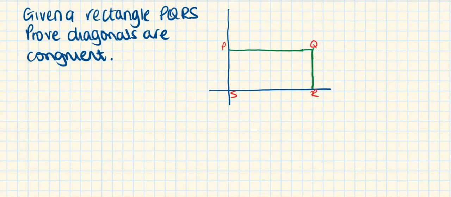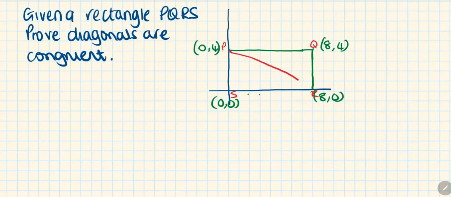Okay, so we're given a rectangle, PQRS, and we need to prove that the diagonals are congruent. Let's label our coordinates. S is at 0, 0, and R is at 1, 2, 3, 4, 5, 6, 7, 8, so this is at 8, 0, which means Q is going to be at 8, 4, and P is going to be at 0, 4. We need to prove that the diagonals are congruent, so we're looking to prove that the distance of these diagonals is the same.